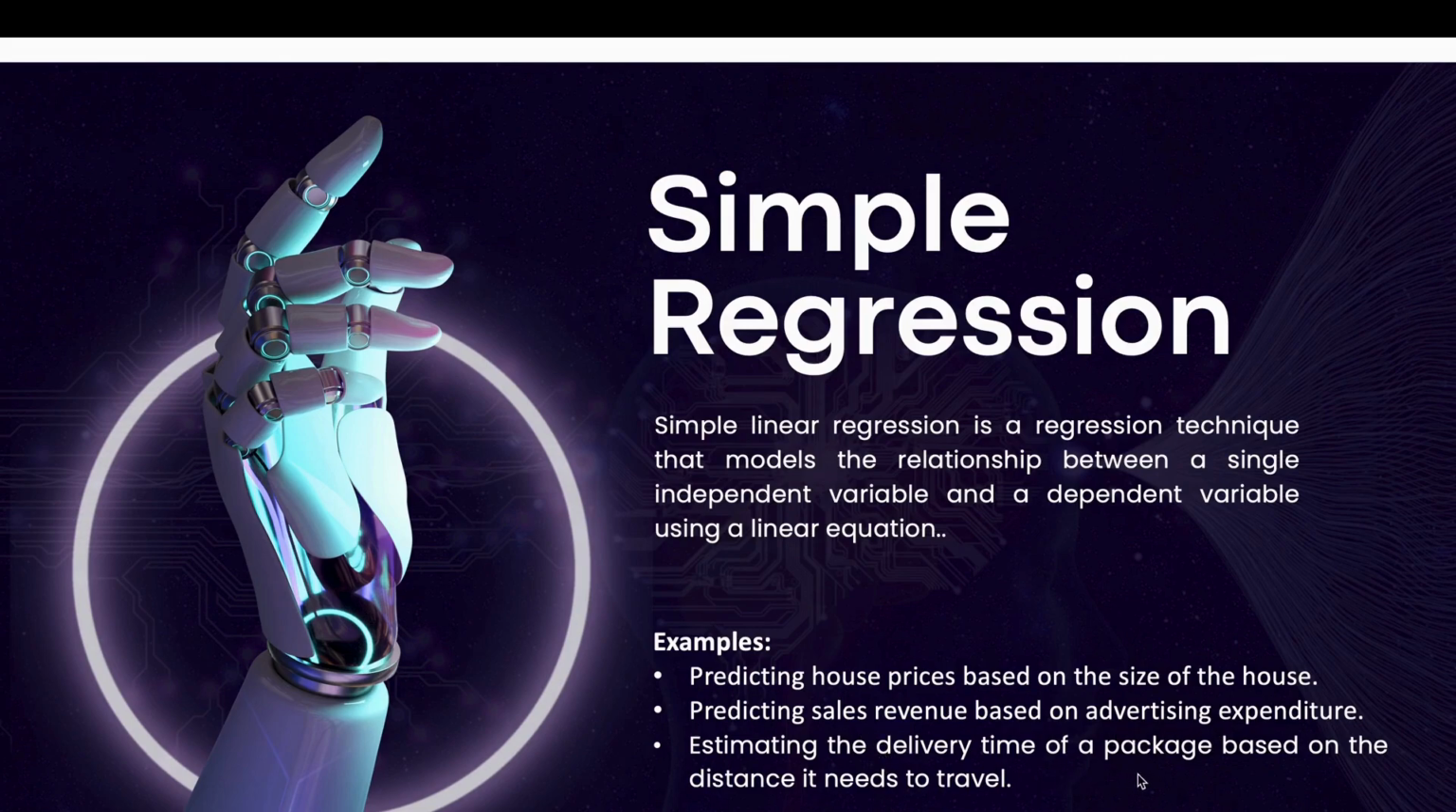Same way, based on the advertising expenditure, give me the sales revenue. Same way, you also have one input and one output, where let's say you have a distance it needs to travel, predict the delivery time of a package. So basically if you see in all of these examples, we have one independent variable, and based on that one independent variable, we are predicting one dependent variable, which is just the output of that model.